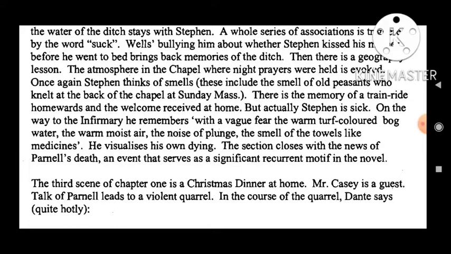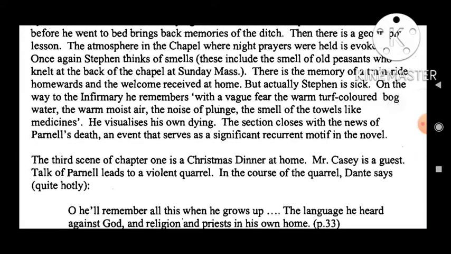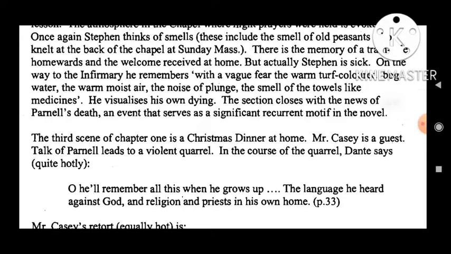Once again Stephen thinks of smells. These include the smell of old peasants who knelt at the back of the chapel at Sunday Mass. There is a memory of a train ride homewards and the welcome received at home. But actually Stephen is sick.